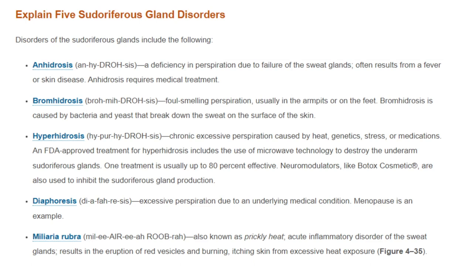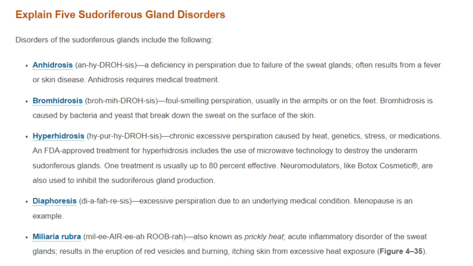Bromidrosis is caused by bacteria and yeast that break down the sweat on the surface of the skin. Hyperhidrosis, chronic excessive perspiration caused by heat, genetics, stress, or medications. An FDA-approved treatment for hyperhidrosis includes the use of microwave technology to destroy the underarm sudoriferous glands. One treatment is usually up to 80% effective. Neuromodulators, like Botox Cosmetic, are also used to inhibit the sudoriferous gland production.